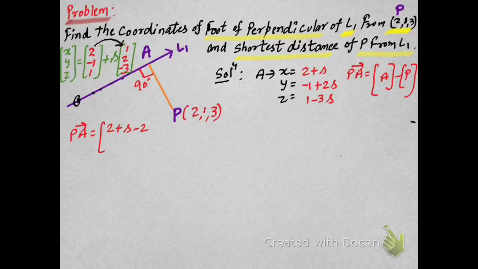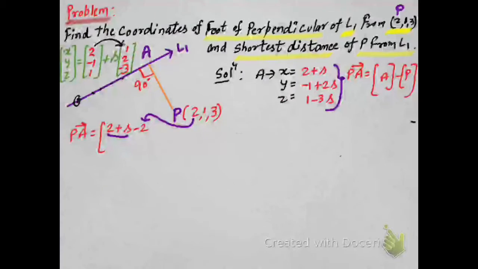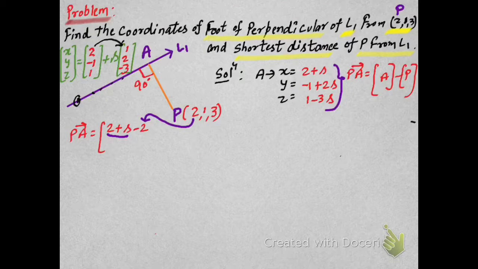This 2 is coming from here. And this 2 plus S is coming from A. Okay, so don't worry, A minus P, that's what I said. Similarly we can have another one, the Y component: 2S minus 1 and minus 1. The third one is negative 3S plus 1 and minus 3. So here I got my vector PA.